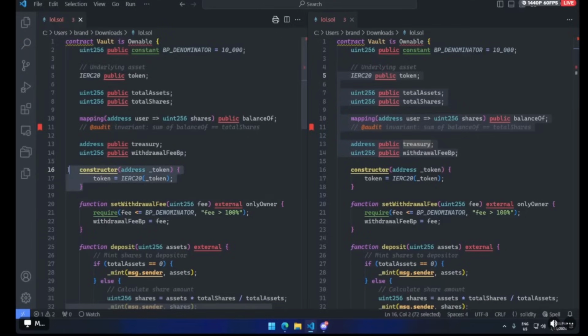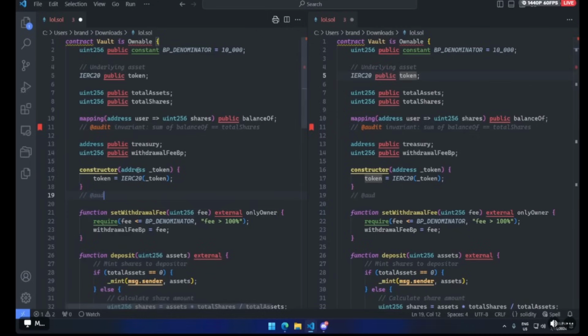So this constructor is very boring, doesn't do anything. But what I like to do is figure out what state variables it doesn't set, because sometimes they will forget to initialize a variable. So here I will put an audit tag, let's say treasury and withdrawal fee BP not set in constructor. So with this you can really have ideas of what might go wrong.